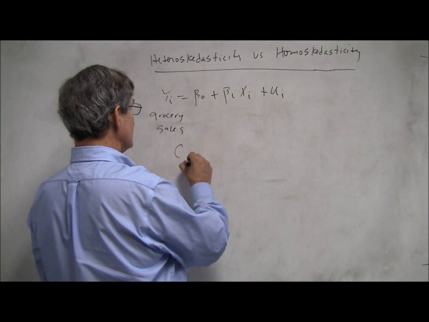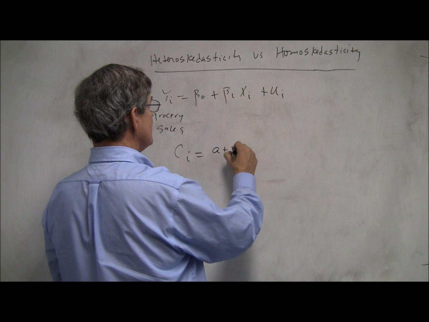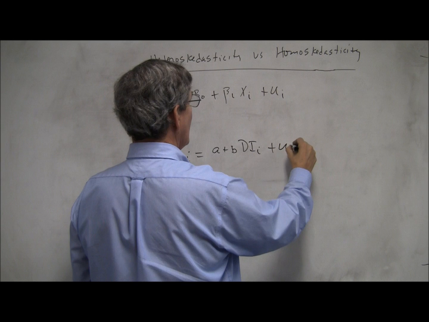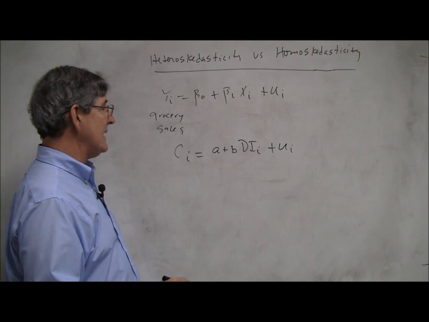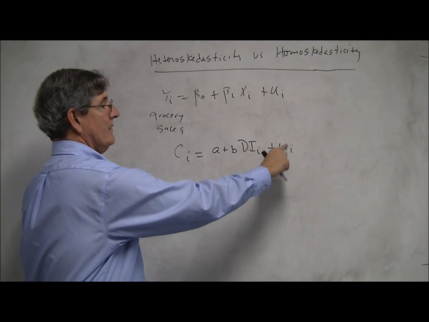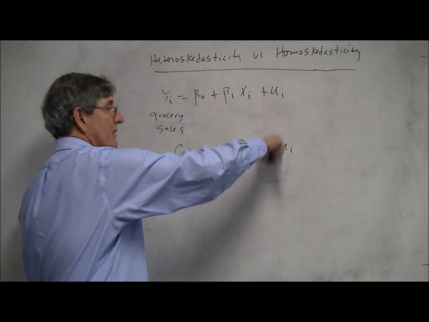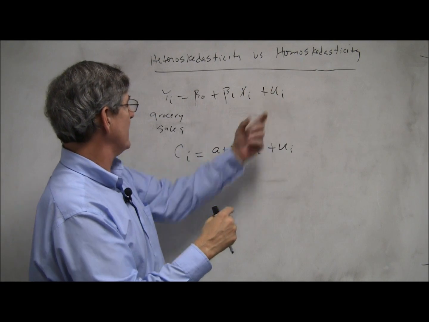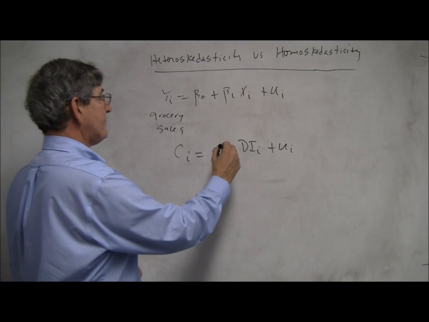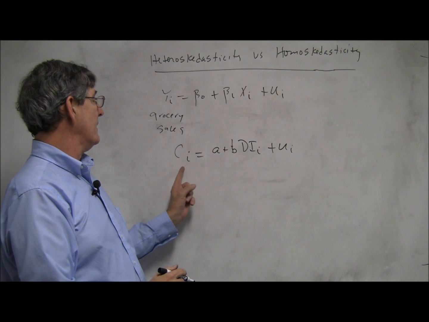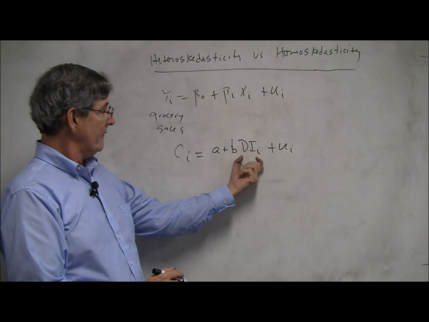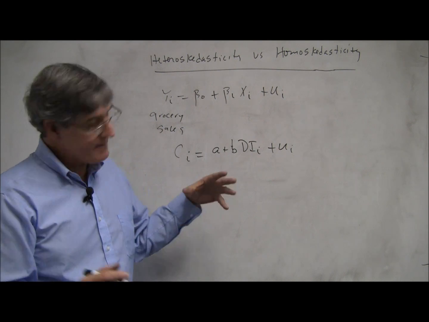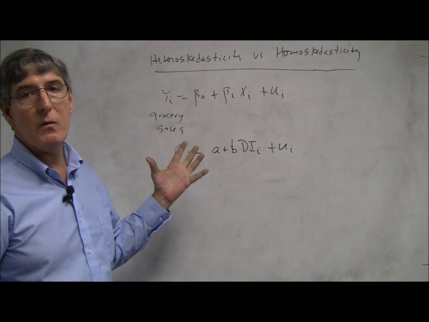I guess in my notes, I use consumption is A plus B times disposable income for person i plus u_i. This would likely be heteroscedastic because this u_i variance gives me a variance in C. The more this wiggles, the more this wiggles. So what you see is that the variance in consumption for the poor, for low disposable incomes, is much smaller than the variance in consumption for the very wealthy.